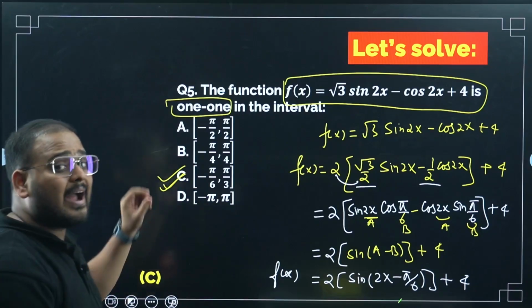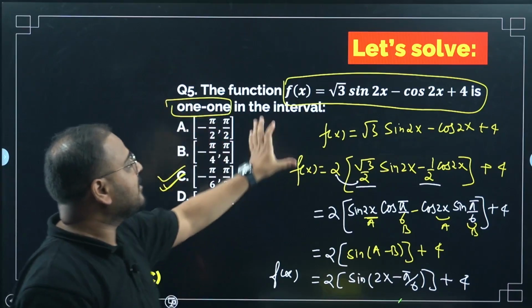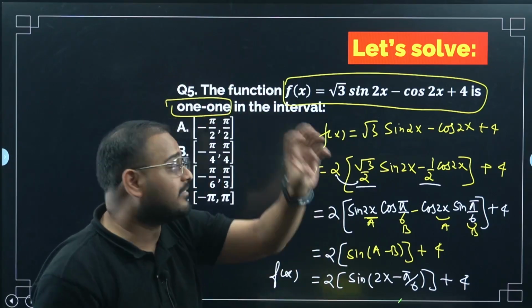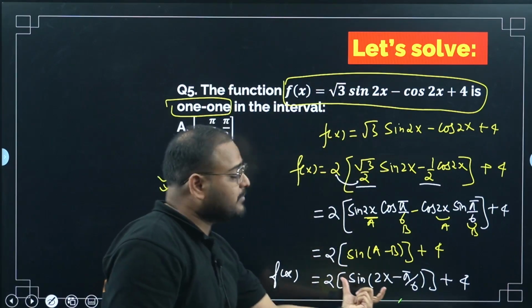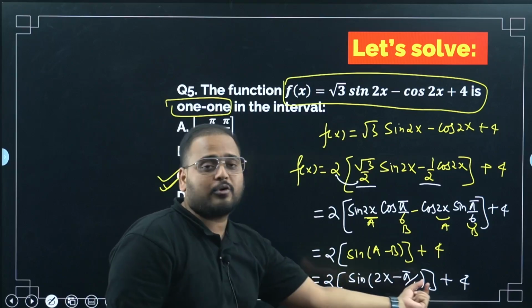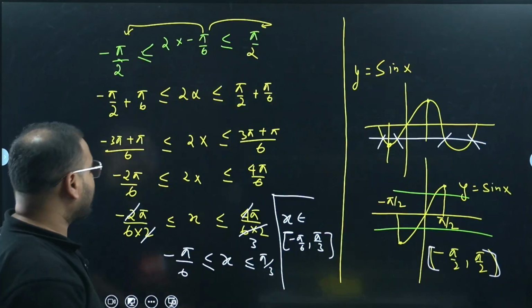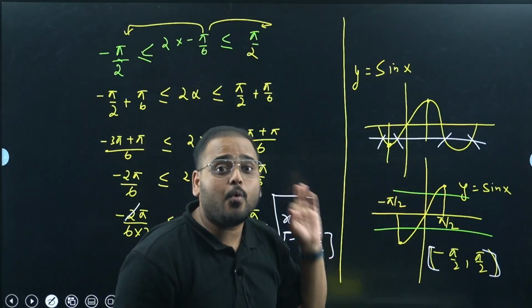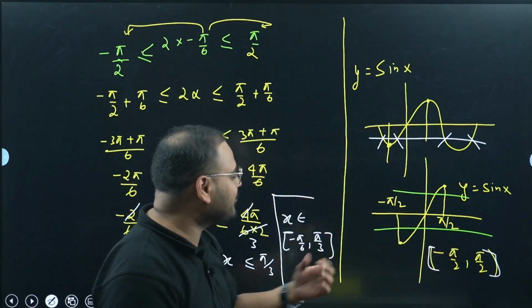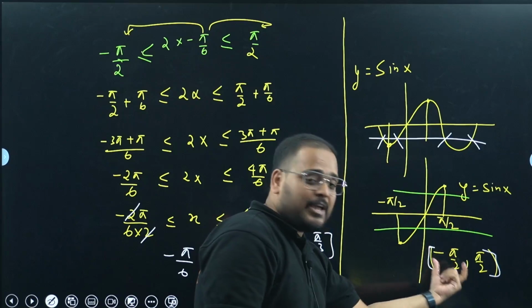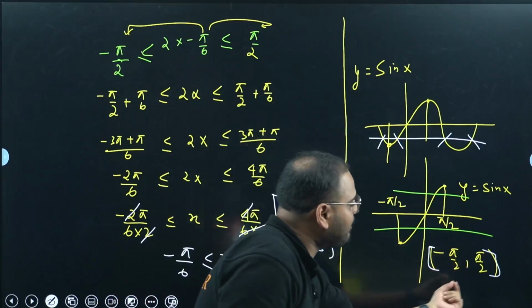Why did I do this? They said find the interval where this given function is one-one. So I simplified this function like this. 2 and 4 are my transformations. I know from the graph that sine is only one-one in this case. I am repeating the same thing, that's why I laughed. Sine is one-one only in this domain, minus pi by 2 to pi by 2.